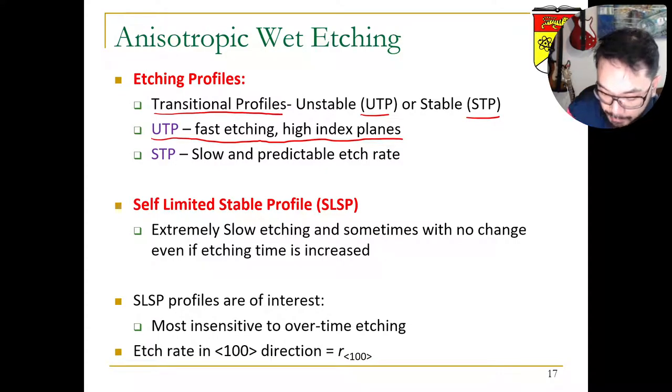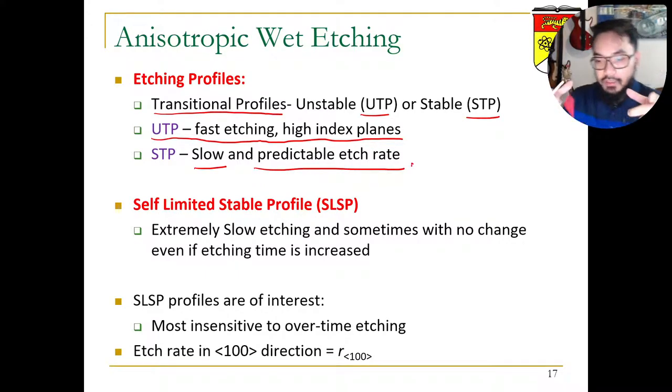On the other hand, STP, stable transitional profile, is normally a slow and predictable etch rate. So it depends. If the alignment of the marks is correct, and the shape of the opening is very simple, just a square or a rectangle, you can have an STP.